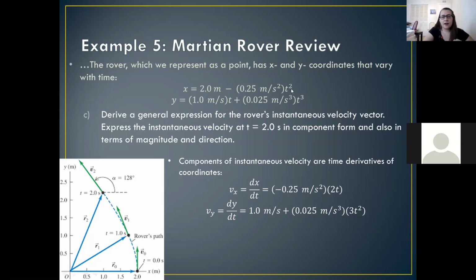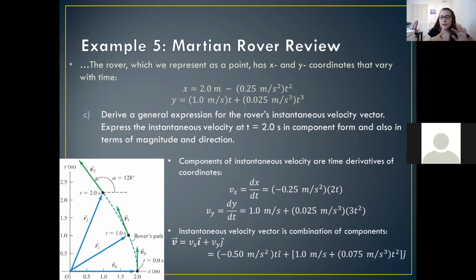Same deal for the y component, but now it's dy/dt. This first chunk is multiplied by time, so when we take the derivative, we get just the coefficient multiplied by 1, which is the coefficient. And then for the second chunk, we pull down the 3, so it'd be 3 times this coefficient, and then times t squared.